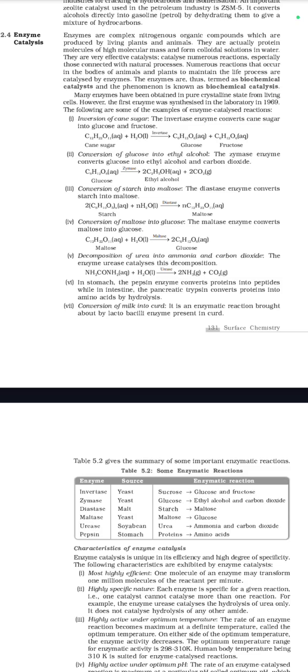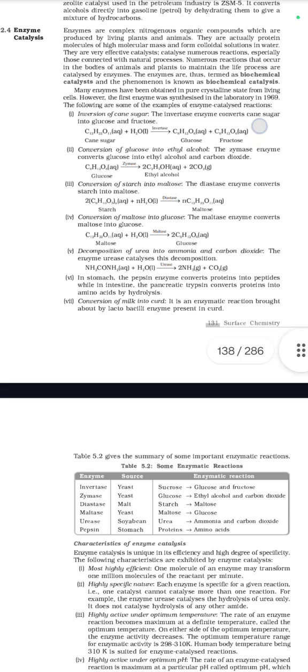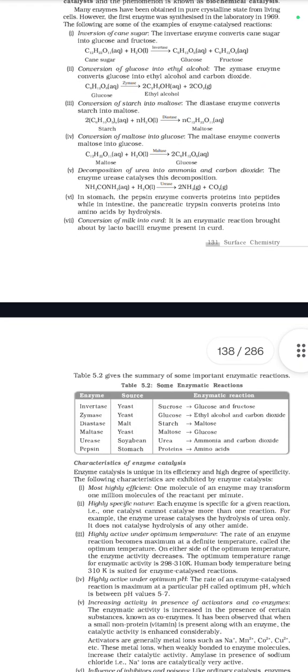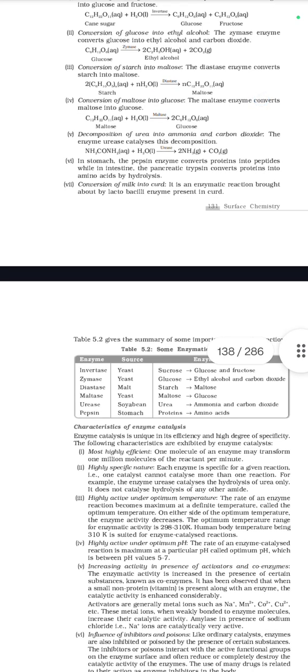Conversion of cane sugar. The invertase enzyme converts cane sugar into glucose and fructose. Conversion of glucose into ethyl alcohol. The zymase enzyme converts glucose into ethyl alcohol and carbon dioxide. Conversion of starch into maltose. The diastase enzyme converts starch into maltose. Conversion of maltose into glucose. The maltase enzyme converts maltose into glucose.